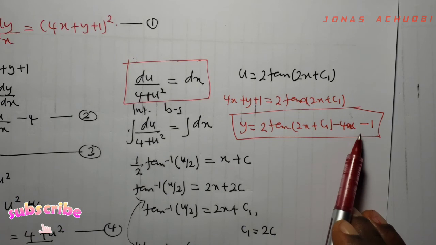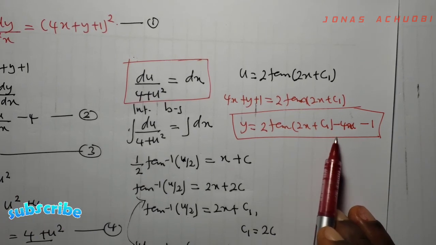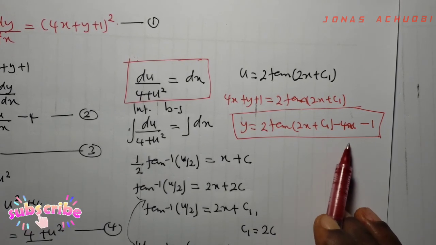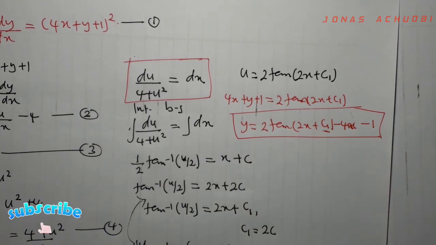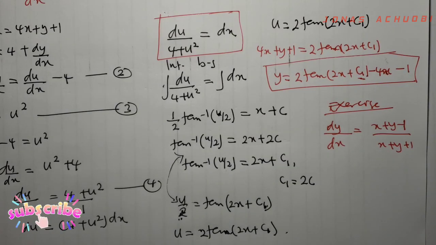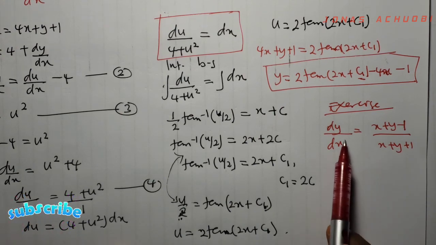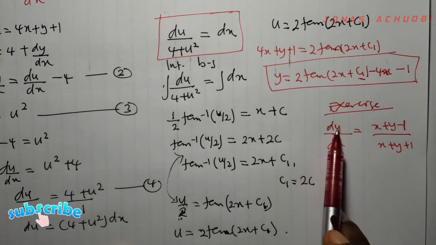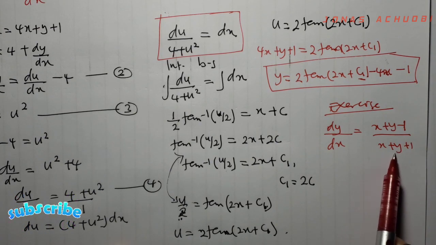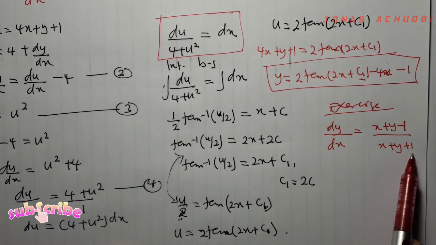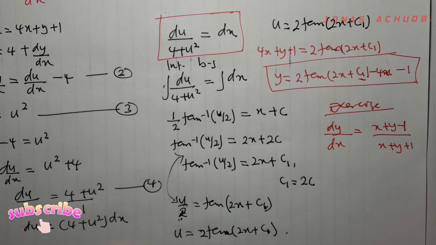And of course, if this problem was an initial value problem, we would have been given an initial condition at this point, which we would have used to determine the value of the constant c1. As an exercise, try to solve dy over dx equal to x plus y minus 1 over x plus y plus 1, and leave your answers in the comment section below.